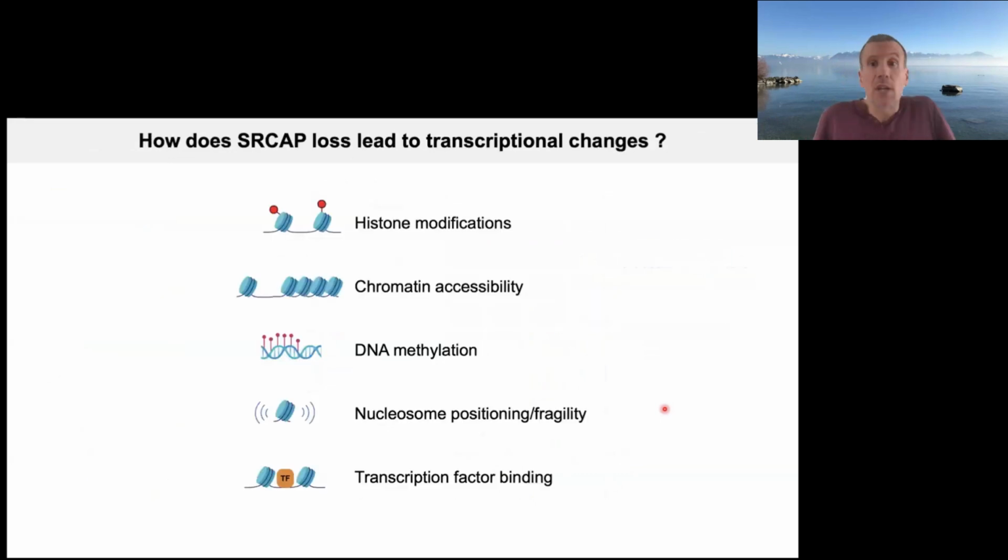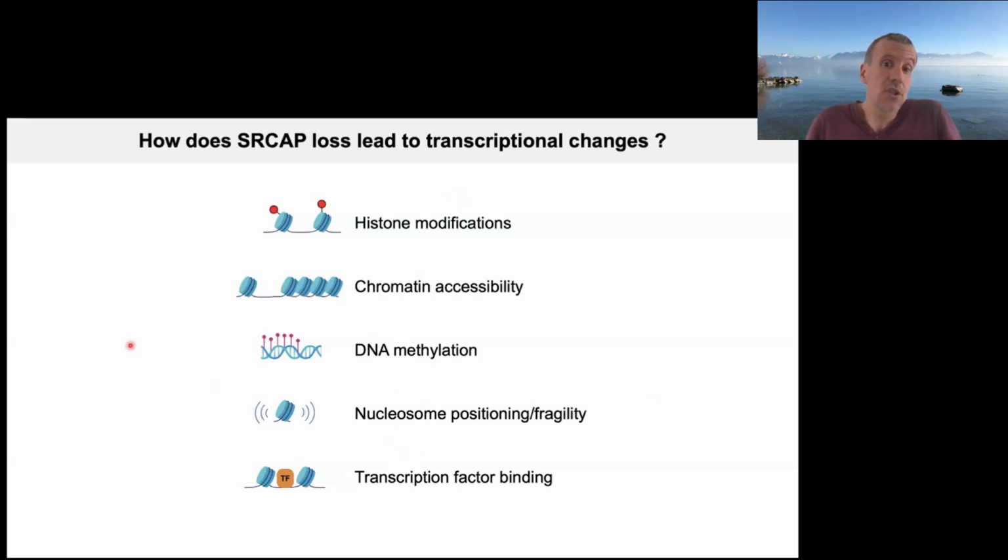So the next big question is, how does this work? How does SRCAP loss lead to transcriptional changes? In the course of this work, we've been looking at a lot of different parameters, but in the interest of time, I will not go into detail through all of them. Just to briefly summarize the first 4 parameters I'm listing here: we saw changes in both activatory and inhibitory histone marks at promoters. We saw changes in chromatin accessibility at enhancers, but these were not really related to the change in transcription as far as we could tell.